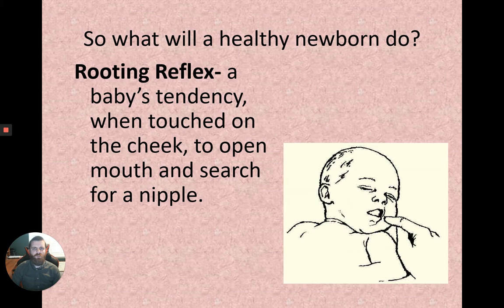And so the rooting reflex is just saying that a baby will have a tendency, as a reflexive developmental tendency, to search for nourishment. And so if you're to touch the baby literally on the cheek over here, that baby is going to be looking to open its mouth and search for a nipple or a bottle for nourishment.